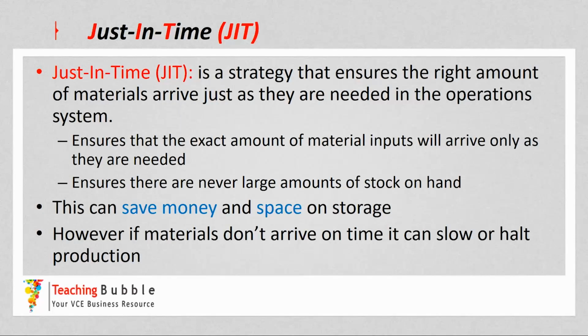The last strategy listed in our study design is called a just-in-time strategy, and it's a strategy that ensures the right amount of materials arrive just as they are needed in the operation system. Rather than holding large quantities of stock on site, the business ensures that materials only arrive as they are needed in the production system. So it ensures the exact amount of materials or inputs arrive only as they are needed, rather than holding large quantities of stock on hand. Therefore, it reduces things like wastage and damaged stock, and it also saves money and space on storage, and that space can be used to increase production, and that money can be invested elsewhere.